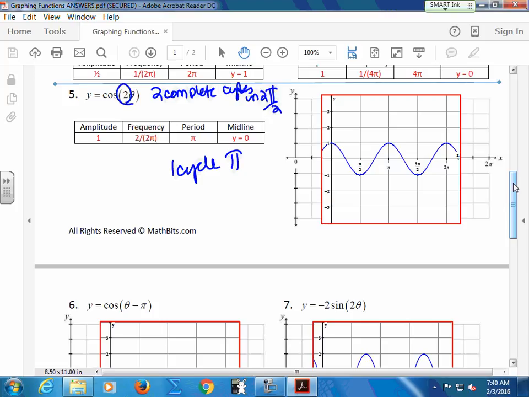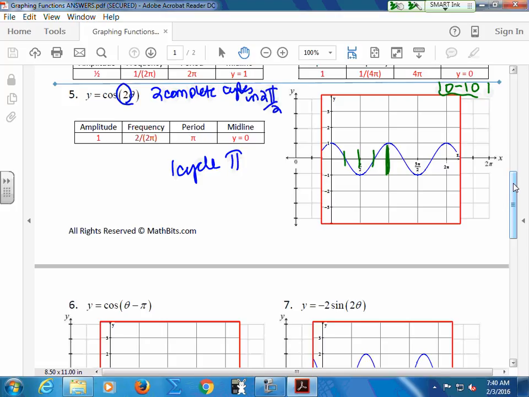So now watch. Go like this, guys. Here's your pi. How many quadrants do you have to go through for cosine? You have to go through 4 quadrants. So break this into 4 quadrants. Take half, then take half of each one of these. This is pi over 4.